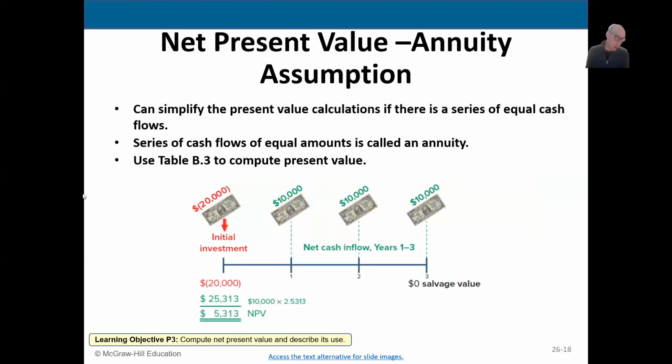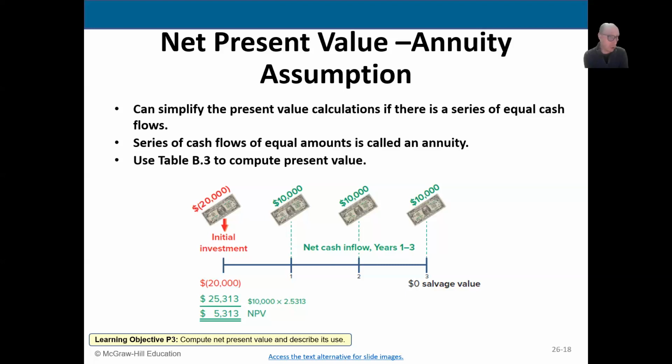Here is a very helpful thing to consider when it comes to net present value. You can actually use net present value to calculate what we call an annuity. An annuity is a series of cash flows of equal amounts. Most of us pay annuities, and some of us receive annuities. This is the same amount of money paid every year.